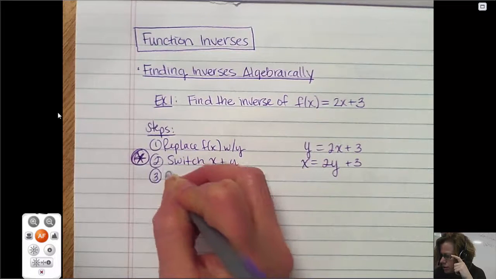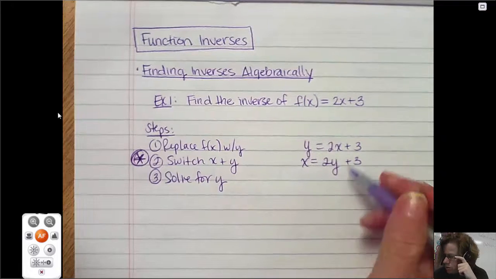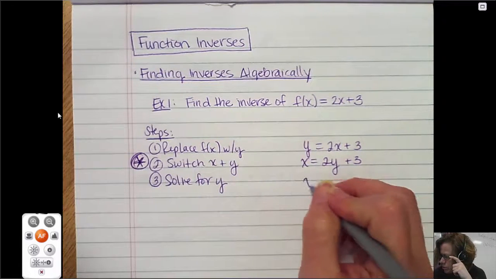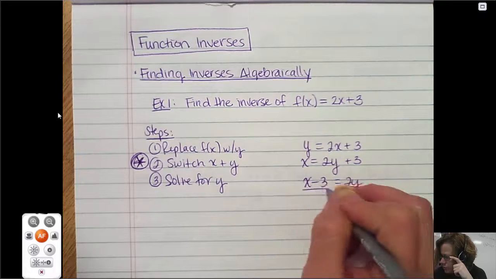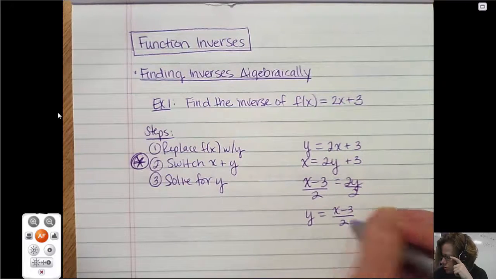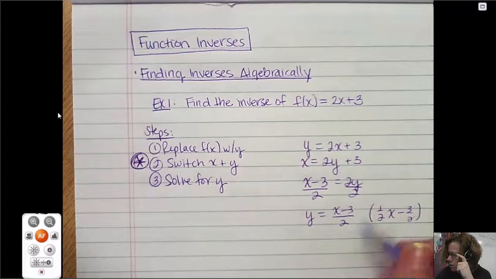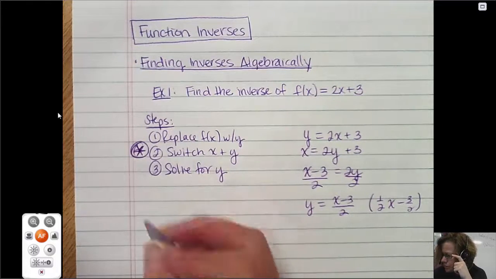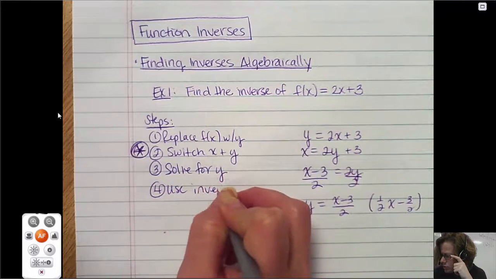And then we solve for y. So get your new y alone. So here we'll subtract 3 from both sides and divide by 2. So y is x minus 3 over 2, or 1/2 x minus 3/2. Either way is fine. We'll leave it like this for now. And then finally, you use inverse notation.